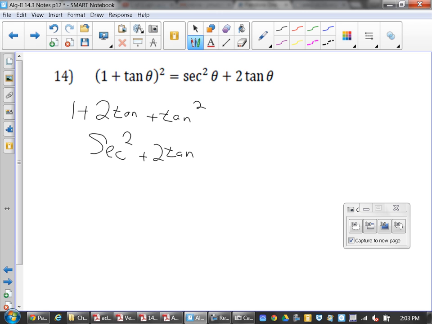Wait, how? FOIL. Oh, no, but... You killed the puppy, didn't you? No, I did that right. I did the foiling right. Where did the secant squared thing come from?